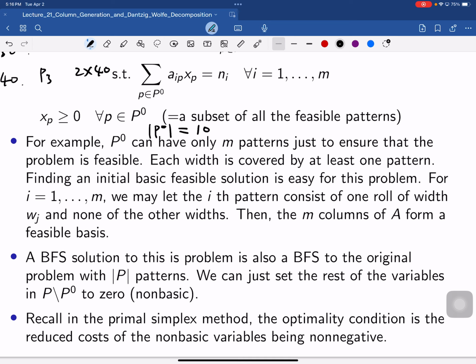Yes? Do you have to check over all possible patterns then? Yeah, so we will show you how to do that. Okay.